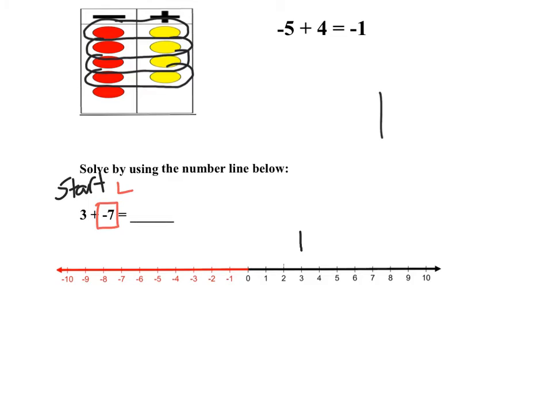Okay? So I'm just going to kind of count down here. I'm going to go 1, 2, 3, 4, 5, 6, 7. And I'm going to draw my arrow over to where I stopped. And my stopping point would be a -4. Okay?